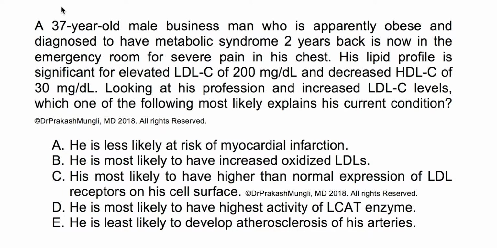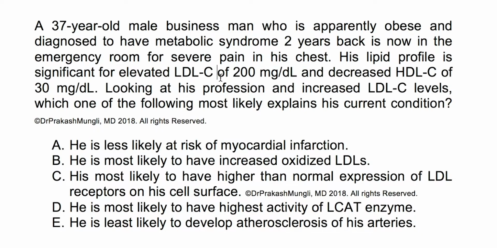Now let's get into the question. This particular man is a 37-year-old businessman, so you got to take a look at that. Now, he's a businessman, so usually it is a kind of stressful life. Also, this person has been diagnosed with metabolic syndrome 2 years back, and now he's having a severe chest pain. Now let's look at his lipid profile.